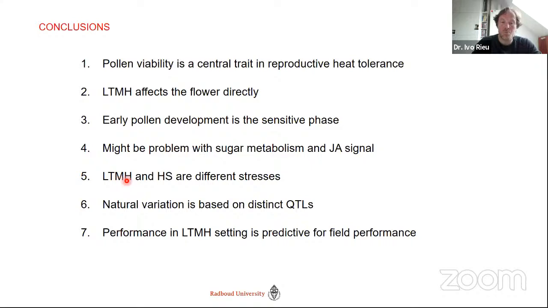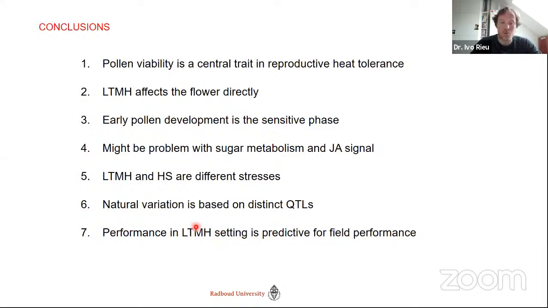I've shown you that long-term mild heat and heat shock are actually different stresses. So they're different traits that give you tolerance to either of these. And we think that this one is a very important one for field experiments. I've shown you that natural variation is present, and if you look at specific subtraits of yield, in this case pollen number, pollen viability, things like that, you can find very distinct QTLs. So these are mono or oligogenic and not polygenic anymore. And I've shown you that performance in long-term mild heat is predictive for field performance.